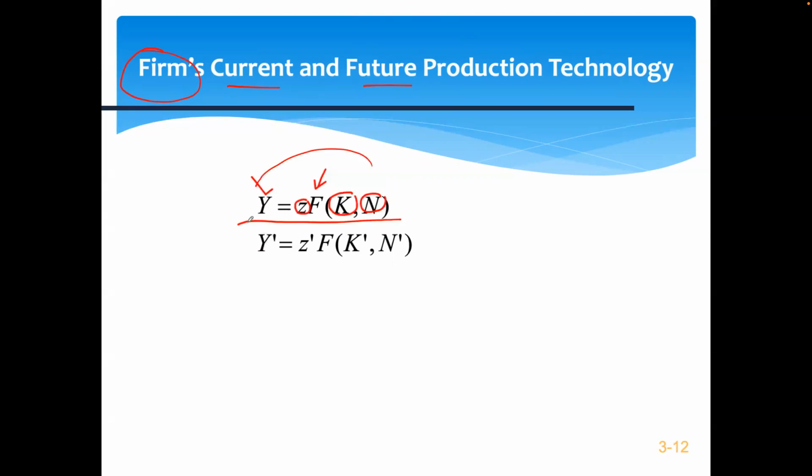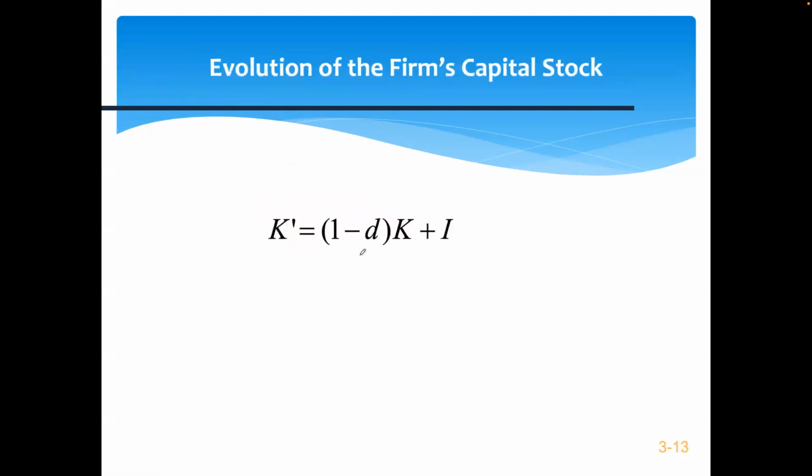And similarly, in the future period, again, prime is going to denote future. In the future period, the output is going to be determined by the technology in the future and capital and labor in the future, right? So this is what we're going to have, okay? So this is the firm's production technology in the current and the future.